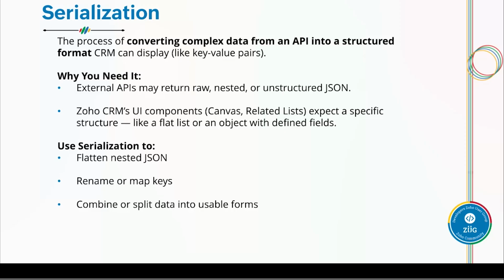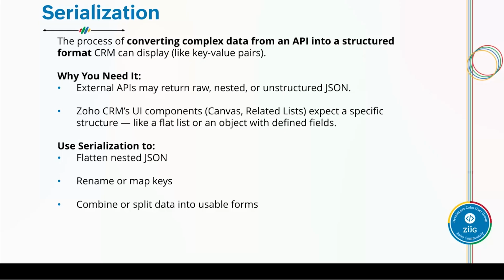Let's say you hit a postal API and it returns 5 levels of nested JSON, like street, region, delivery, zone, ID. Now, Zoho CRM cannot understand that directly, especially when you want to use it in a Canvas list or a custom related list. So what do you do? You serialize the data, you flatten it, you map the required keys, and shape it into a format that CRM can render easily. Think of it as building a clean CRM-friendly response.